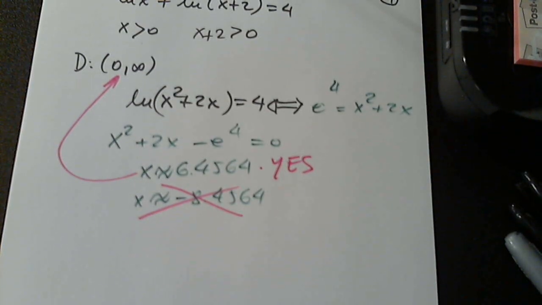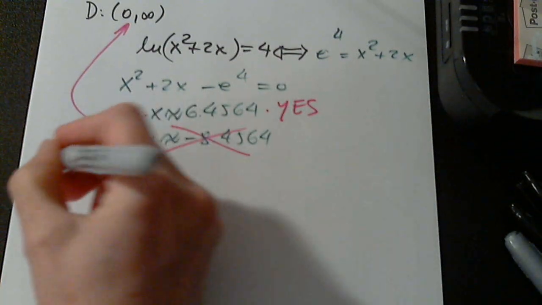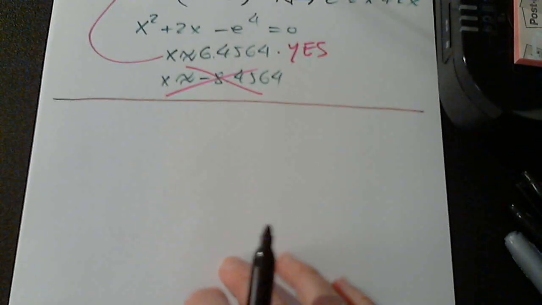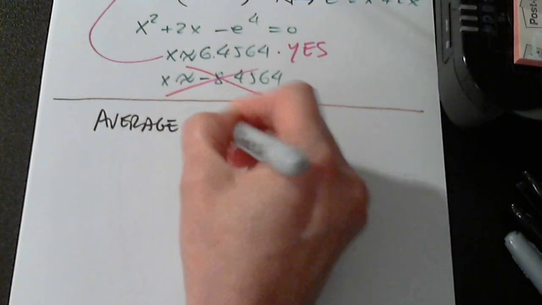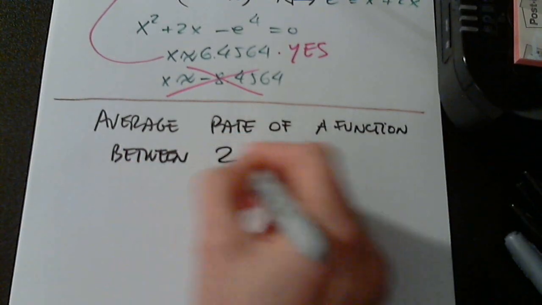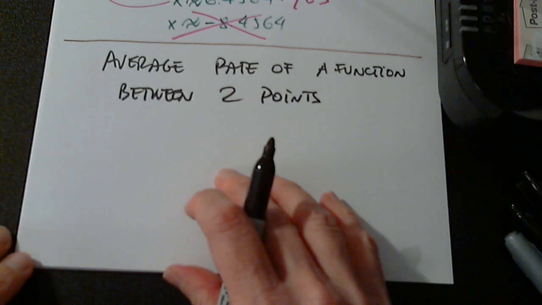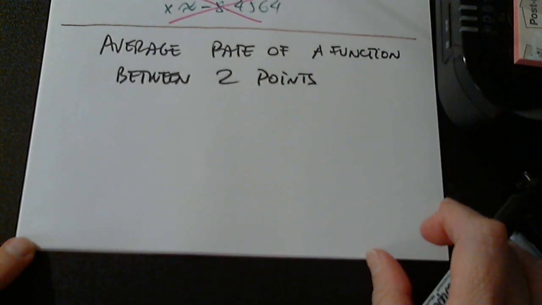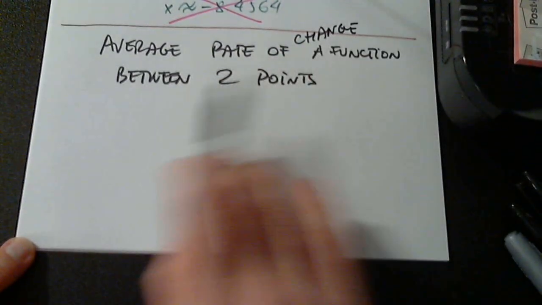Good. I would like us to continue, and as I said, we'll come back to other problems, but I would like to talk about the difference quotient now. Whenever I talk about the difference quotient, I have to start by talking about the average rate of change of a function between 2 points. I don't like to just say, find the difference quotient. I like to explain what it is first.